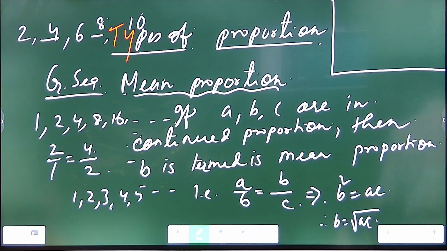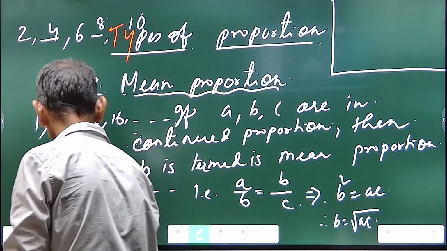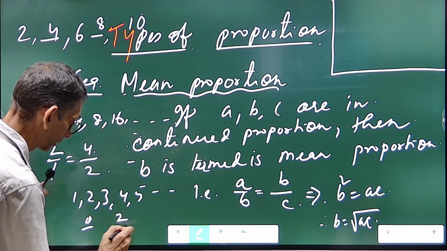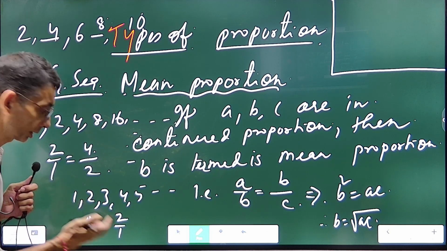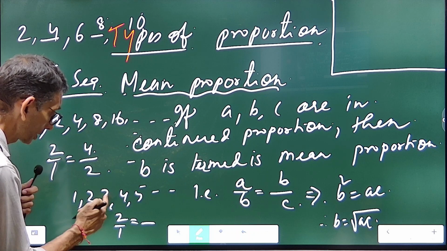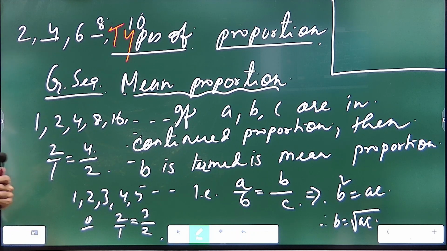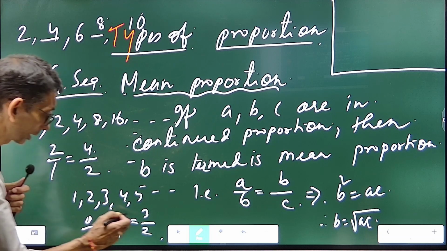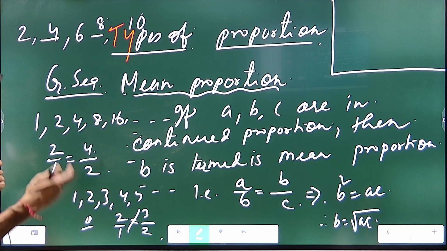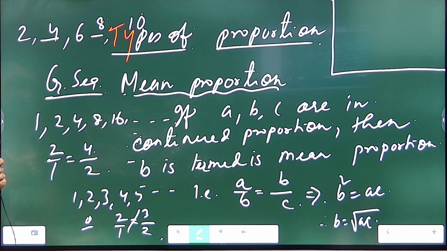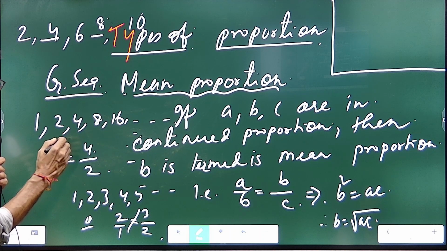Is this a GP sequence or not? Let us check. Second number by first number is 2 by 1. Third number by second number is 3 by 2. Is 2 by 1 equal to 3 by 2? 2 by 1 is not equal to 3 by 2. Since it is not, they do not follow a GP. This one is a GP, right?